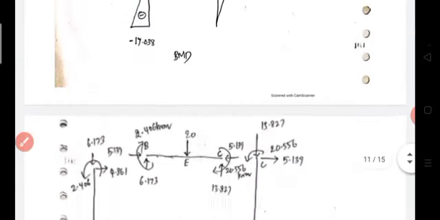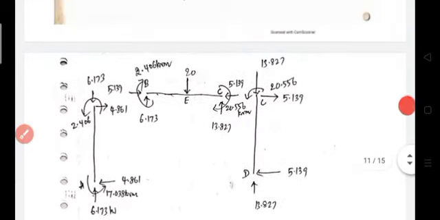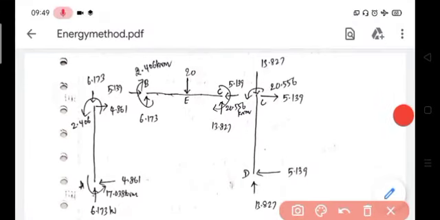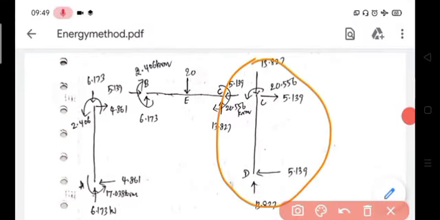After applying the equilibrium equations, we finally found these values. We already know Vd is 13.827 and Hd is 5.139. So Vc is also 13.827, Hc is 5.139. Then the moment Mc is equal to 20.556, that is a hogging moment. Okay, like the second segment.